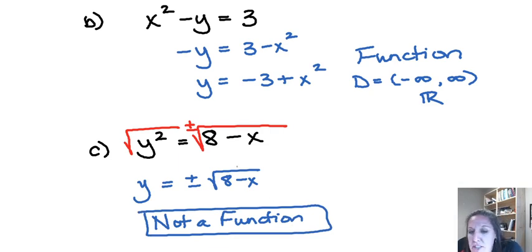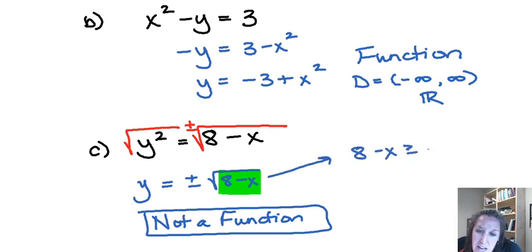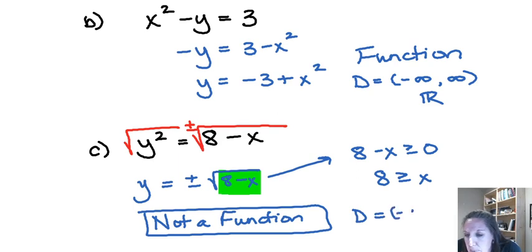All right, the domain. Remember, we can only take the square root if what's inside the square root is non-negative. So we're going to look at just what's inside that square root. In this case, 8 minus x has to be greater than or equal to 0. We can't have a negative under there. That means that 8 has to be greater than or equal to x. And so our domain, if we put that in interval notation, x is going to be smaller than or equal to 8, so that means negative infinity to 8 is going to be the domain of that relation.